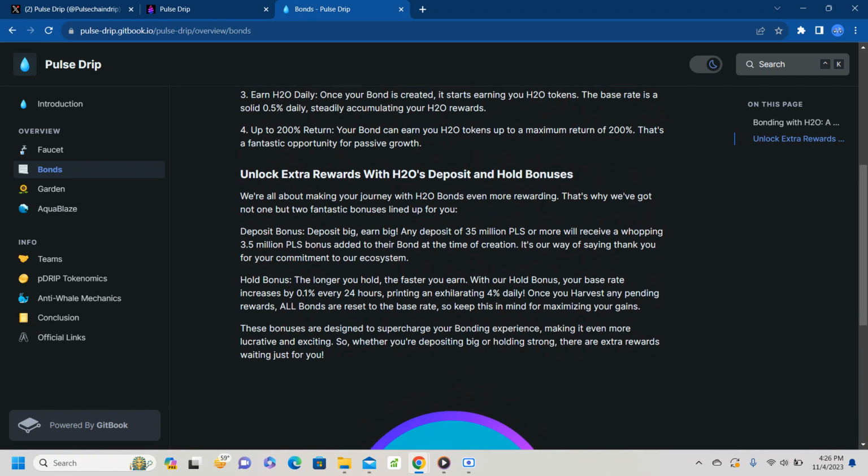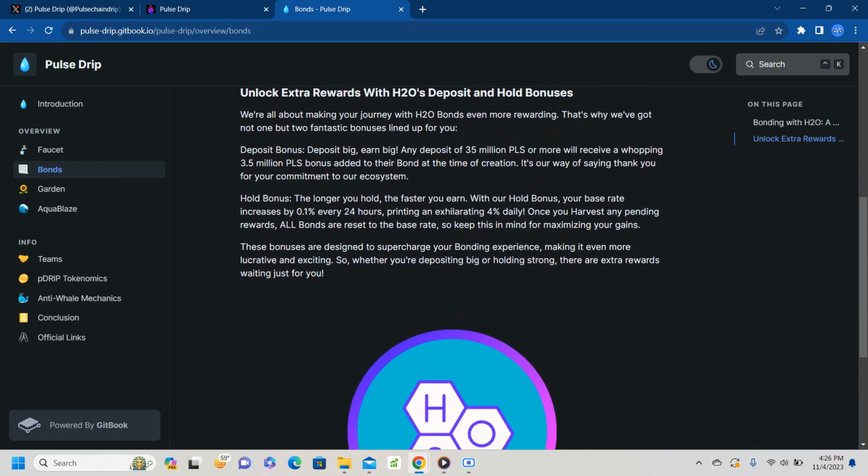And then it says unlock extra rewards with H2O's deposit and hold bonuses. Right? It says we're all about making your journey with H2O bonds even more rewarding. That's why we've got not one but two fantastic bonuses lined up for you. And it says deposit bonus. Deposit big, earn big.